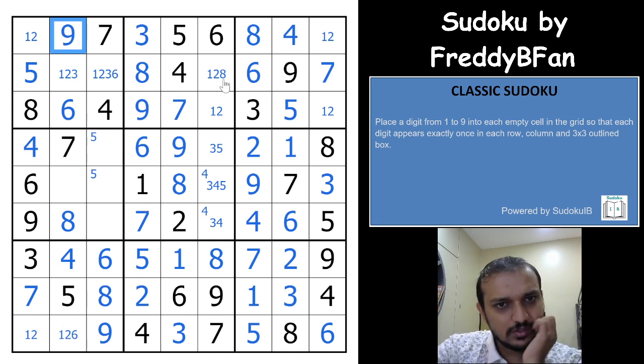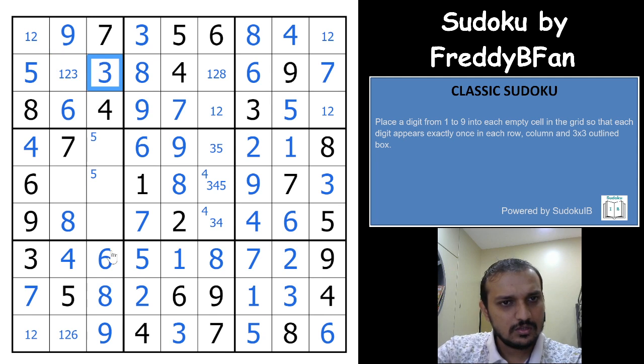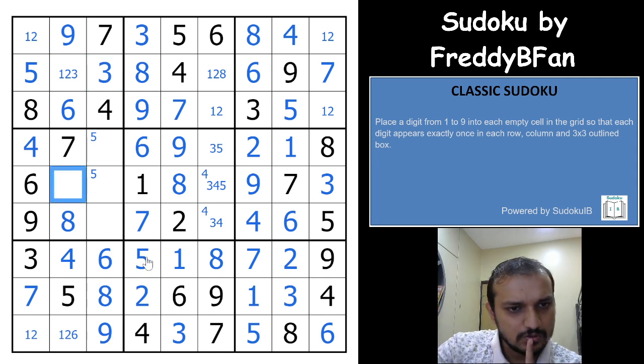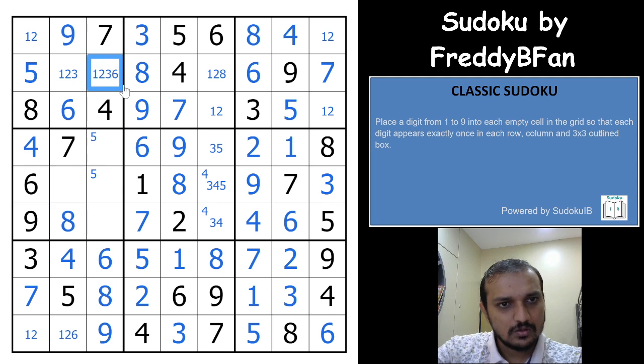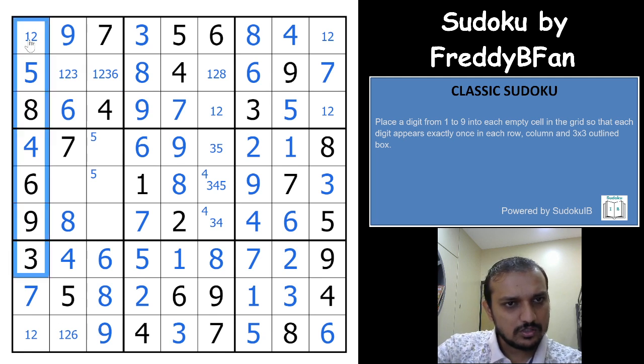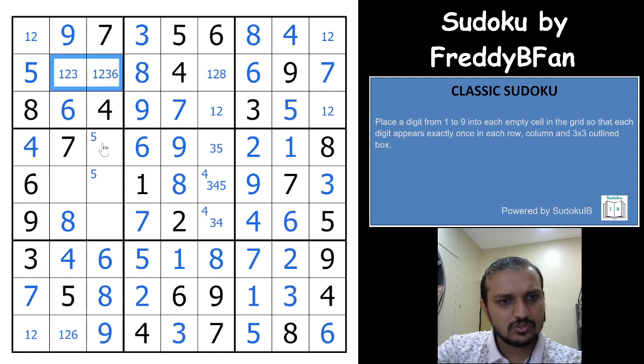Amazing, guys. This is really amazing. That has to be a 3 here. And gives you a 3 here. How is that possible? Did I do something wrong? A 3 is possible here. I'm sorry. Okay. 3 cannot be here. 3 is in one of these two cells. So this is a 3 here.